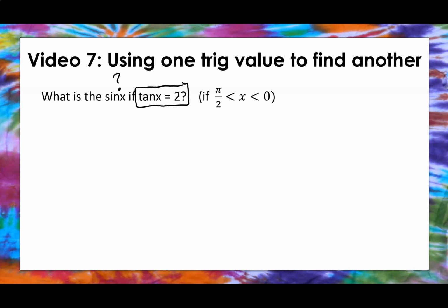The other really important thing that I want to highlight is that we need to think about where we are located, and this is really important for the sign of our solution. Well, where is 0 to pi over 2?